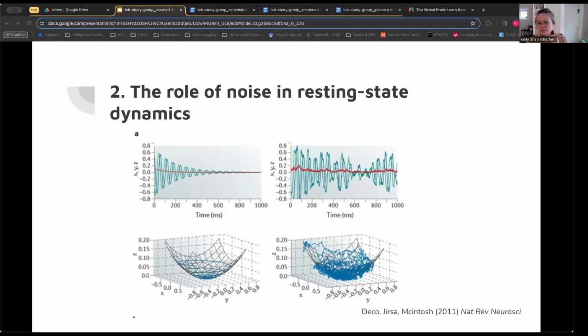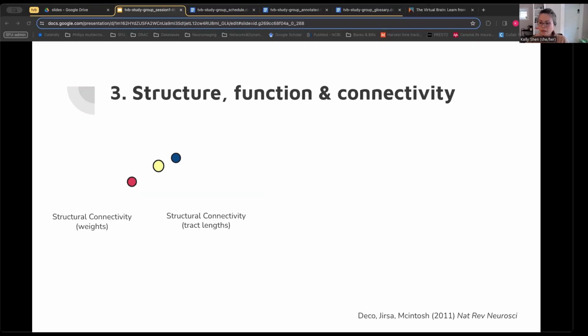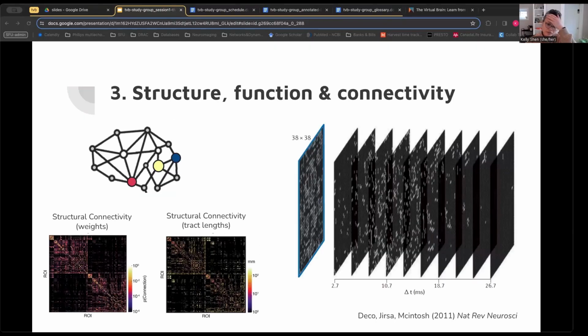Okay, so noise is a very important part of the resting state dynamics in these network level systems. The other part that I want to make sure that we're very clear on is the contribution of structural connectivity to dynamics. Sorry, I want to make sure I can see everyone in case you raise your hand. And what we're showing here is a cartoon version of a network.